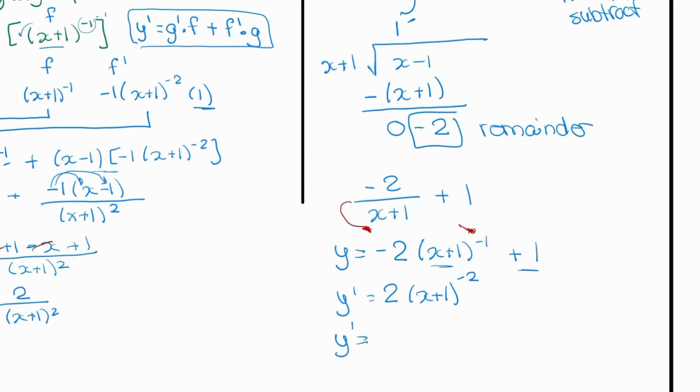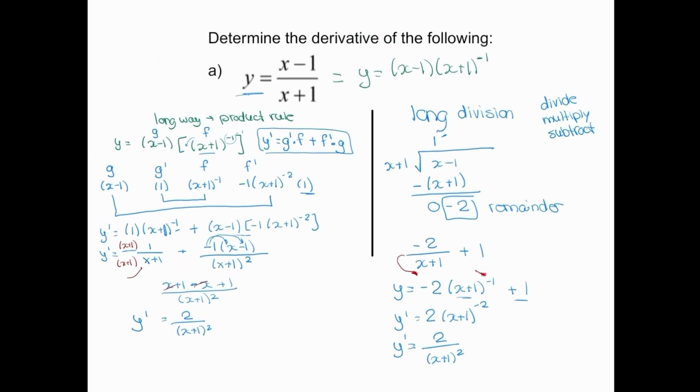So what does my derivative end up being? I don't know if this way was any faster or not. We end up with 2 over x plus 1 squared. The good news is I'm going to show you a rule that's going to help you do this without having to move things around and make things negative and then put things back on the bottom.